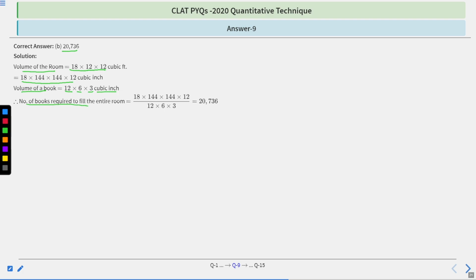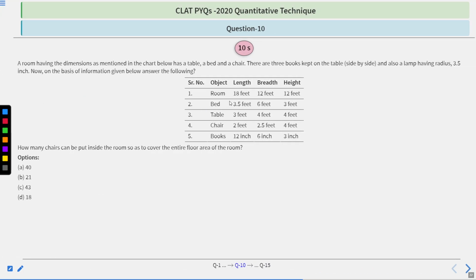Now the number of books required to fill the entire room means this much divided by the volume of a book, and you will have 20,736. I hope it is clear to you. Clear? Let's move to the next question.